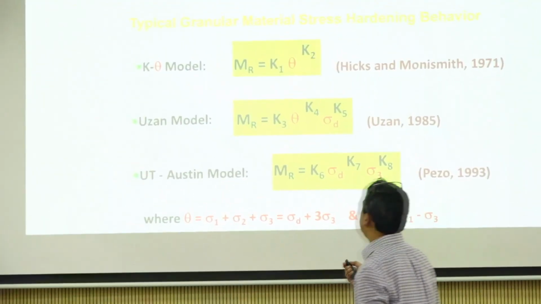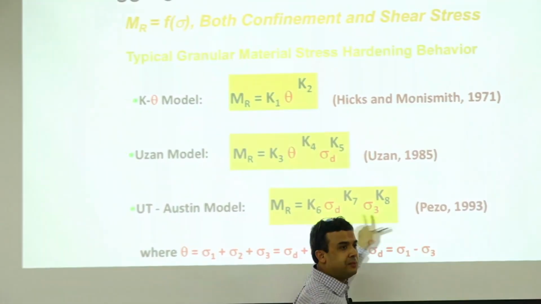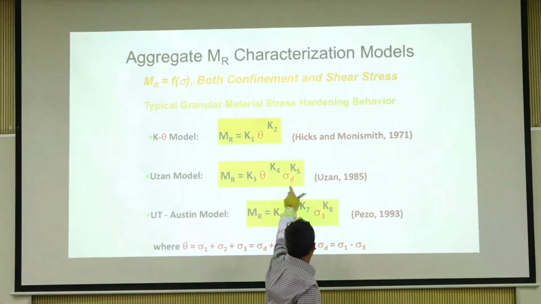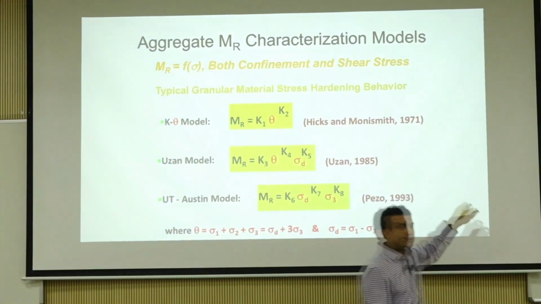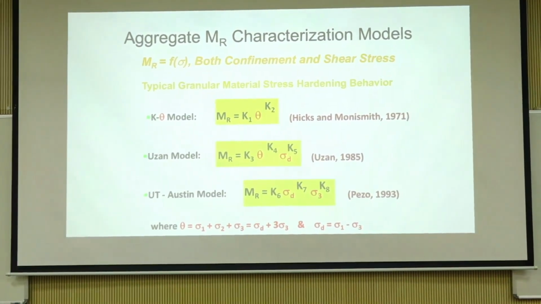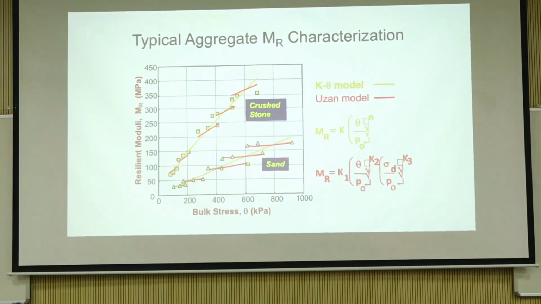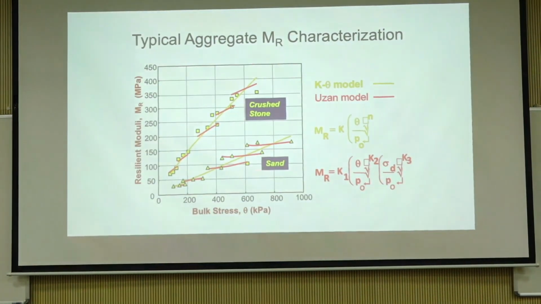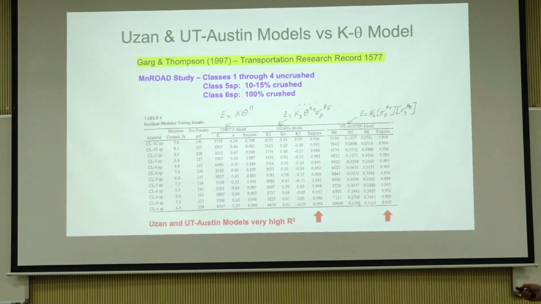Then at UT Austin, they separated it into sigma d and sigma 3. But honestly, the Uzan model is actually much more used than anything else because of the bulk effects and stuff. Again, this is just fitting of data. We'll do that this afternoon, so I'm not really spending time on that.